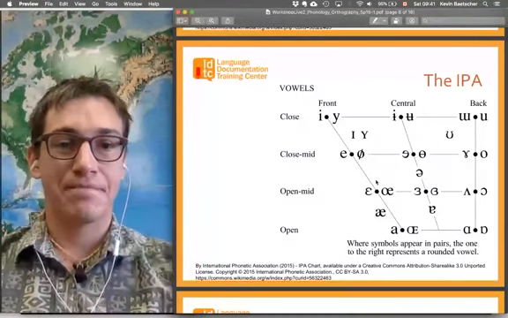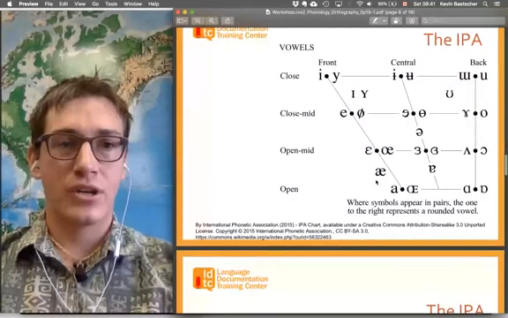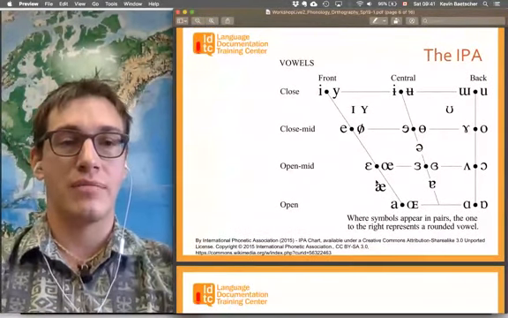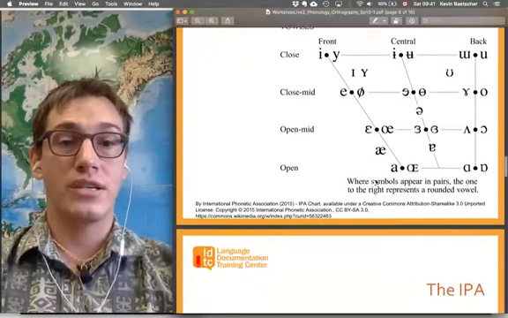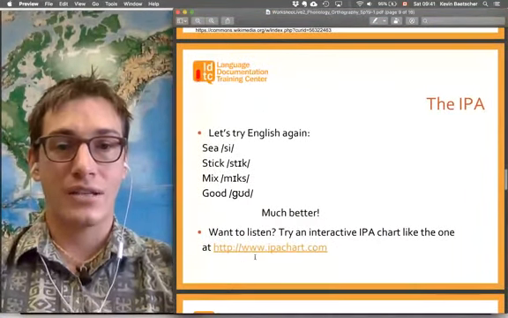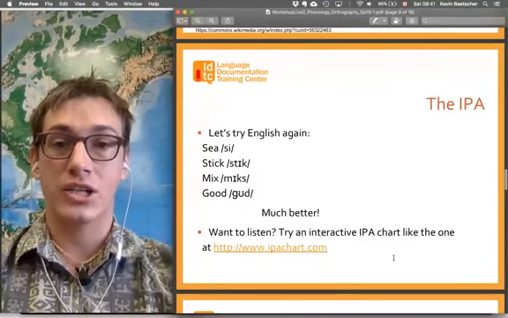All right. You can go online if you're curious and want to know how to pronounce the different consonants or these vowels. I think there's a link here. Yes, you see on this slide here, there's ipachart.com. You can actually listen to them.